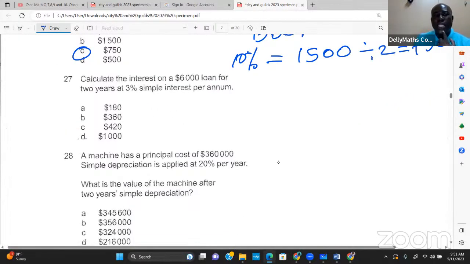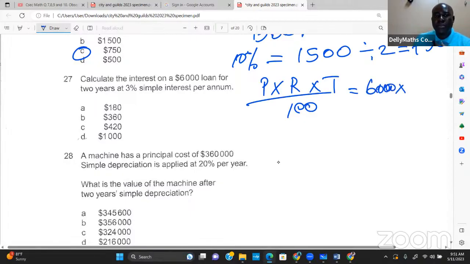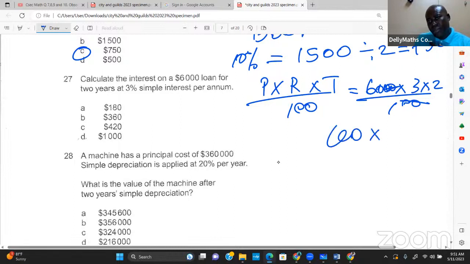Calculate the interest on a $6,000 loan for 2 years at simple interest. All right. So if you want to calculate the simple interest, it's the principal times the rate times the time over 100. So we're talking about the $6,000 times 3 times 2 years over 100. These two zeros could cancel, so it's 60 times 6. And you could see the 360 coming out here. This is about 360, and there's that.